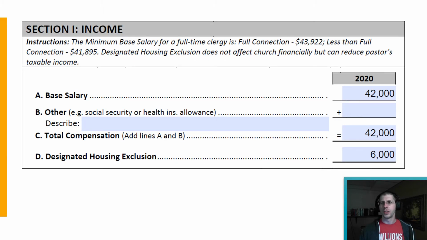And here is June's base salary of $42,000. And also in the very bottom there, that's the designated housing exclusion of $6,000. And the designated housing exclusion, that doesn't cost the church anything. It just helps the pastor reduce their income tax bill. It's a legal loophole that allows them to write off any of their housing expenses. So of that $42,000, you're only going to report $36,000 to the IRS, and for the other $6,000, June needs to show that she has housing expenses.